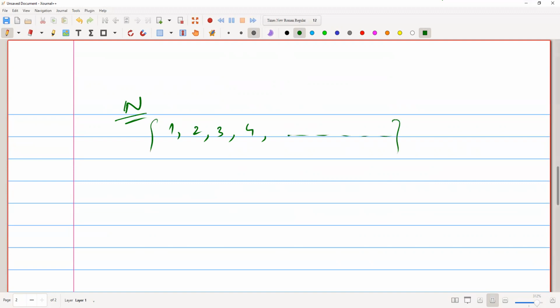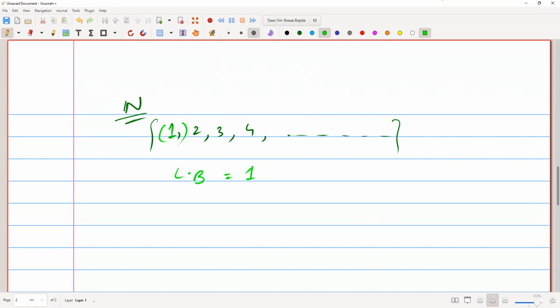In this set, we can find a least element, that is 1. The least element of the set is 1. So this is a lower bound of the set. Lower bound of the set equals 1, and we can see that the least number is also 1, because no number in the set is lesser than this number.